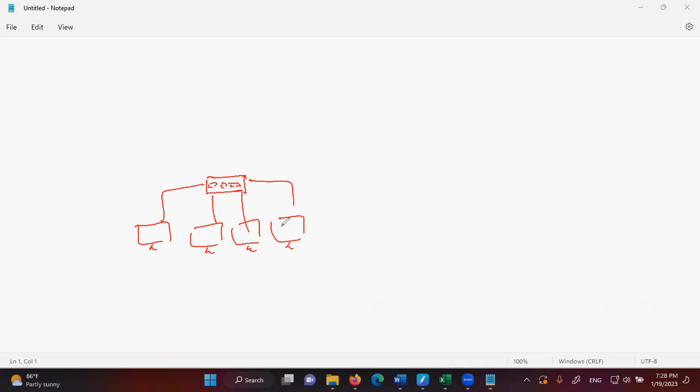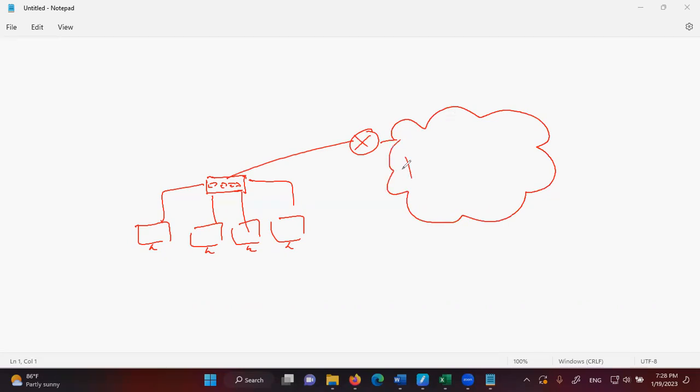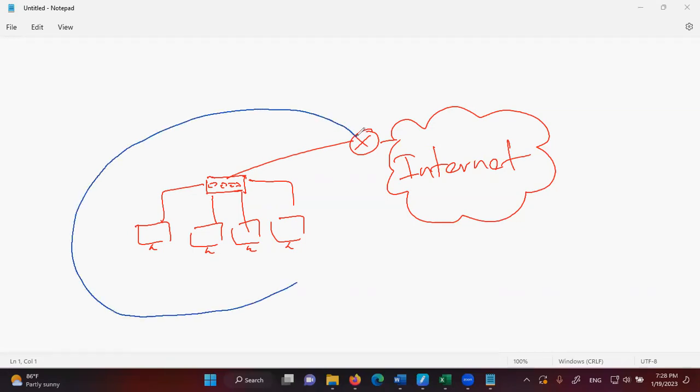Again, what we're going to do is connect this to the internet using a router, and this will connect to the internet. Now, children, this is a subnet, right? This is called a subnet or local area network. This is a LAN. So we can call that a subnet, right?